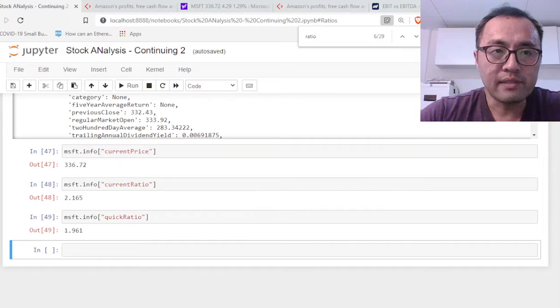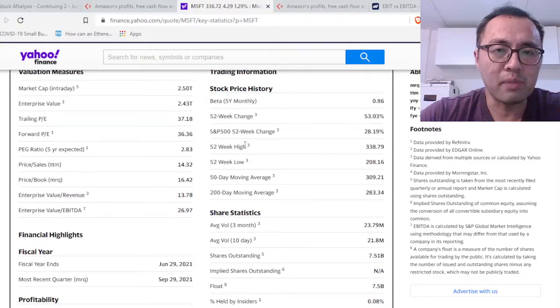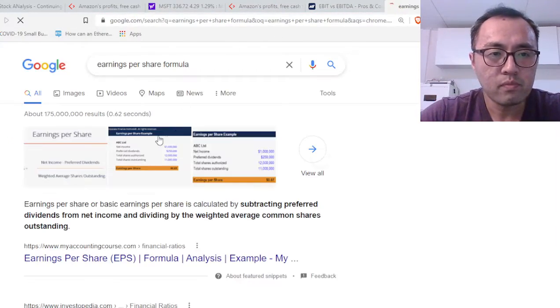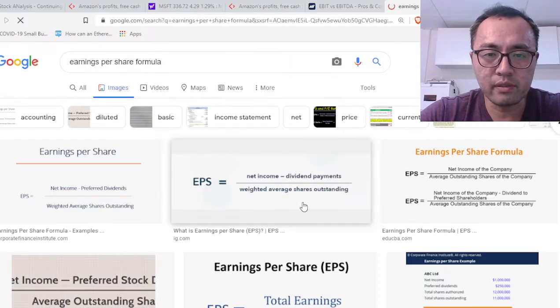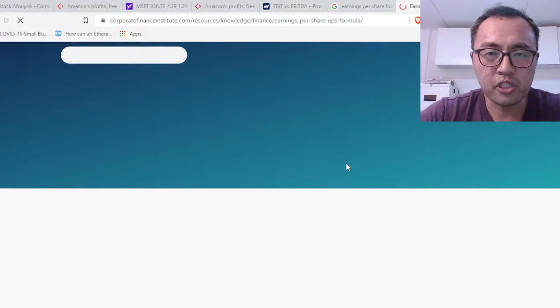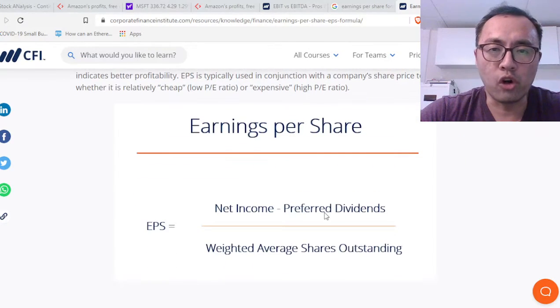So let's take a look at some of the more nitty-gritty ratios that we need to look at. For example, earnings per share, right? Earnings per share, by definition, let me show you the earnings per share formula. It's a little bit unintuitive. Okay, let me show you this one. So earnings per share is just what it says, right? How much did you earn based on how many shares you have?